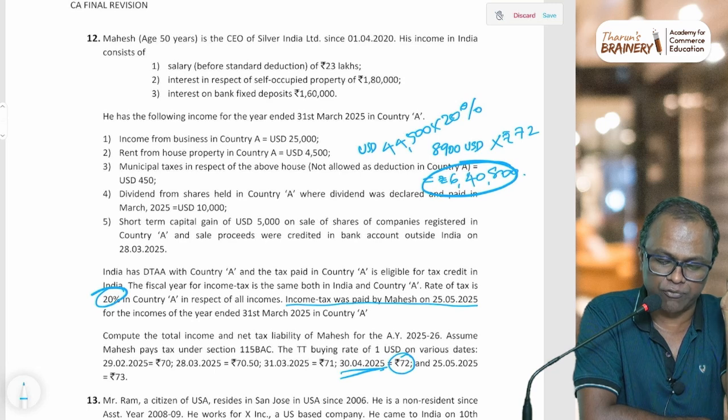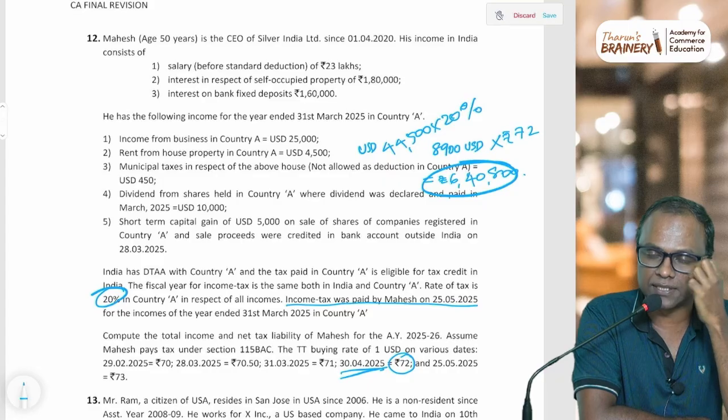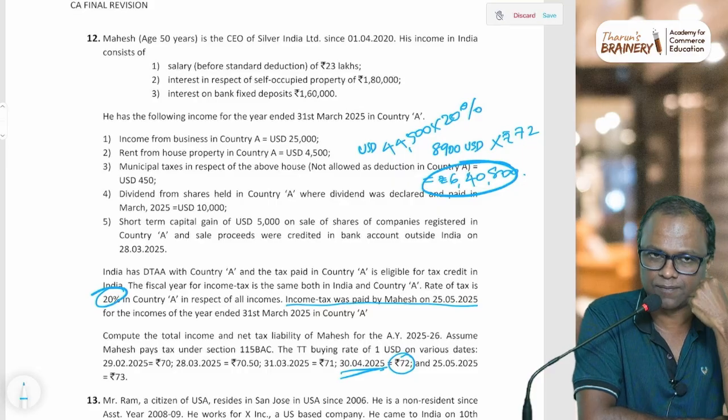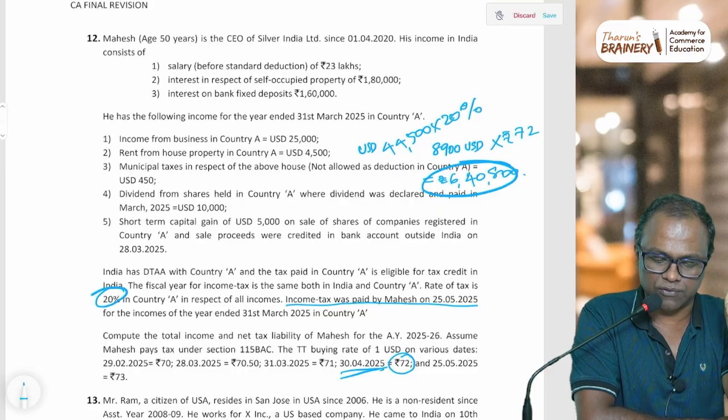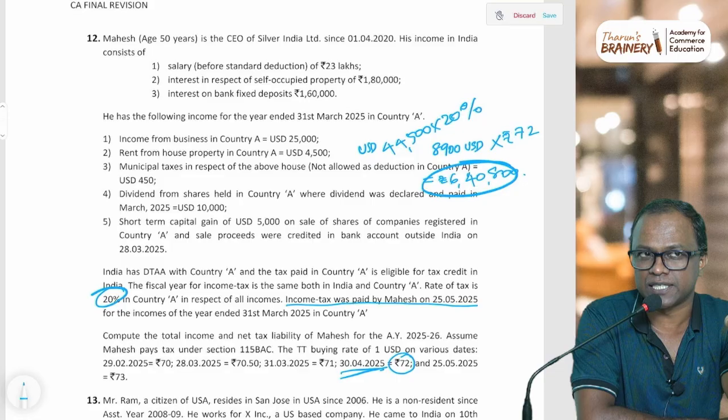Regarding house property income in a foreign country, to convert that, we have to use the exchange rate as on the last day of the previous year. The last day of the previous year is 31st March 2025, rupees 71. So rent from house property is 4,500 into rupees 71. That is the GAV, gross annual value, because they are not giving fair rent or standard rent. So this is the GAV, actual rent in Indian rupees. So $4,500 into rupees 71. Then you have to put GAV less municipal tax paid. They are saying municipal tax paid is not allowed in that country.